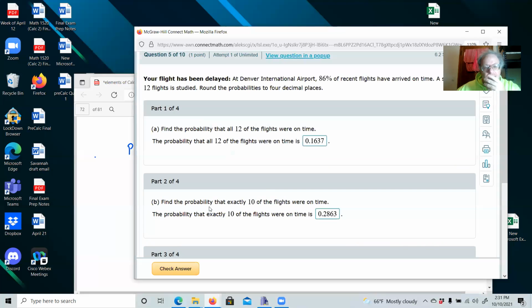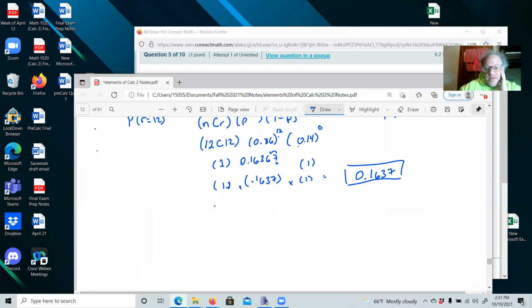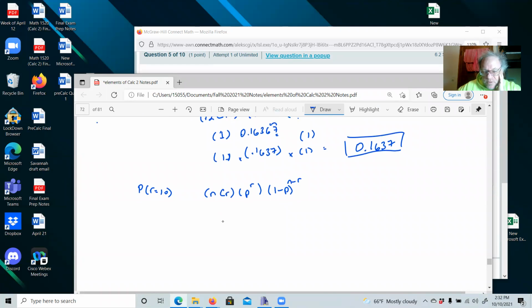Okay, problem number 2. We want the probability of exactly 10 of those flights. What's the probability that 10 of those flights are on time? So the next section, P(R) is equal to P(10). Same formula up here, right? We have nCr, p to the r, (1 minus p) to the n minus r. Okay. So n is going to be 12. We're choosing 10 of them.